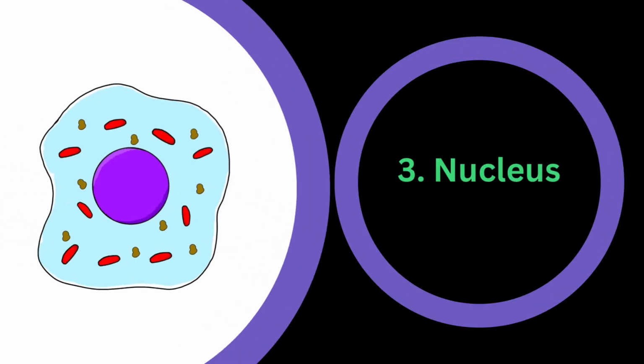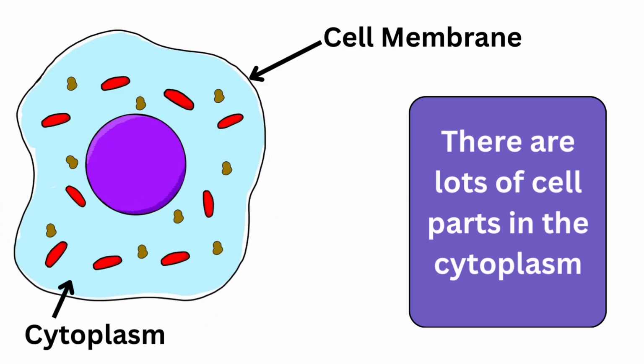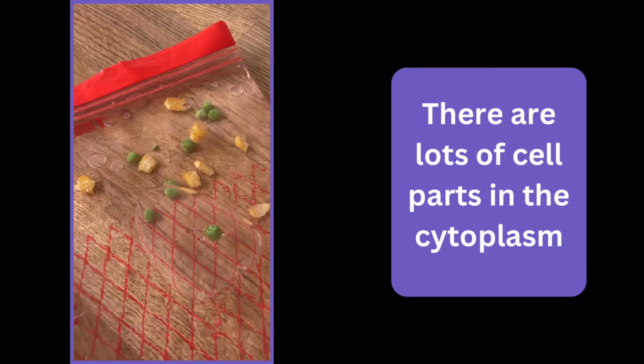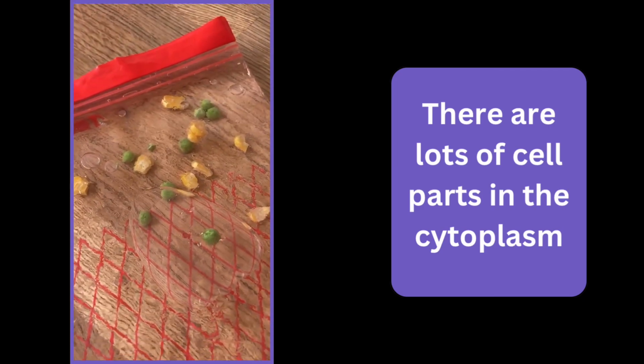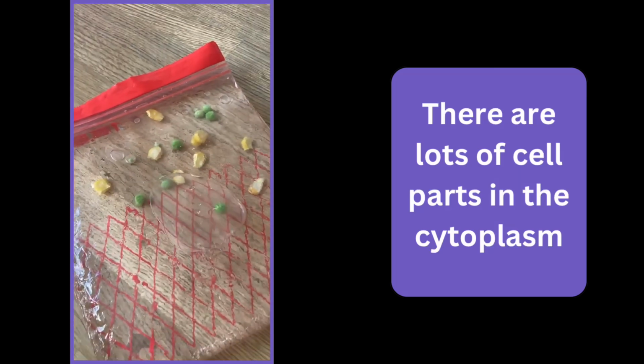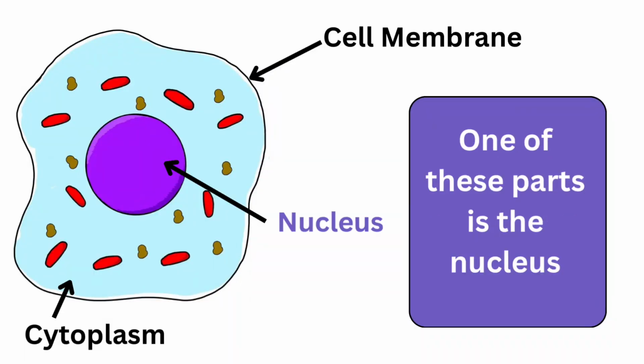The third cell part that you need to know about is called the nucleus. Now, when you look at a cell, you will see there are lots of different parts inside the cytoplasm. To help you picture that using our model, I've added some peas and sweet corn to inside the bag, so these are the cell parts inside the cell. The nucleus is one of the important cell parts that you need to know about.